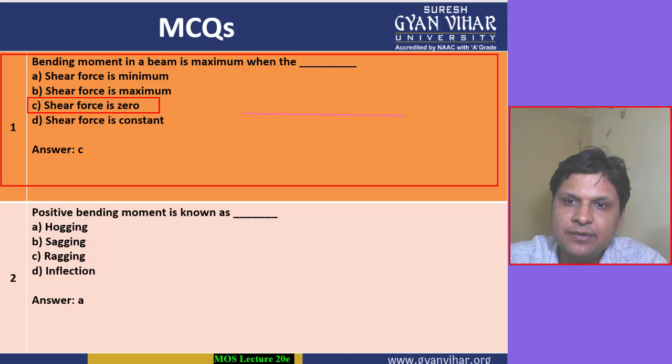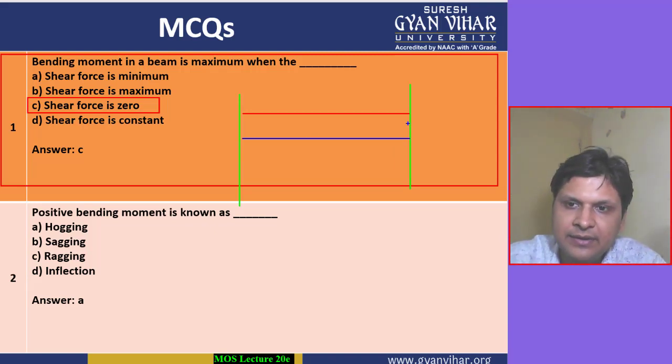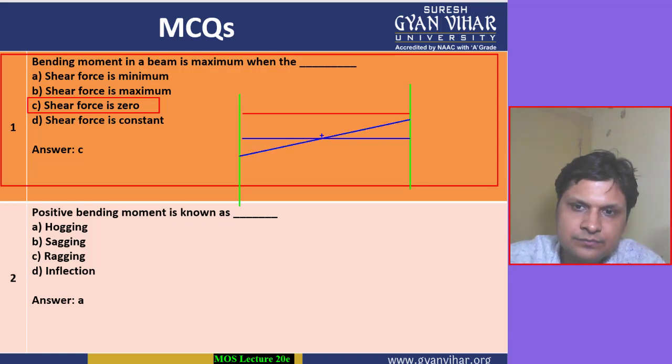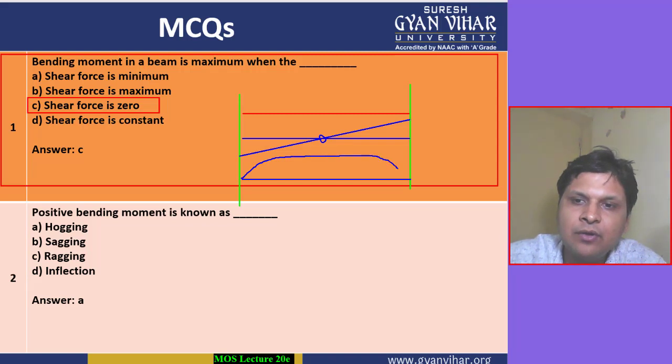For example, students, if this is a beam, and in the shear force diagram you draw first the vertical lines from these two portions, and due to any loading you find that your shear force diagram is like this, having 0 value in between here, then always keep in mind, students, that in the bending moment diagram you will always have a maximum value at this point.